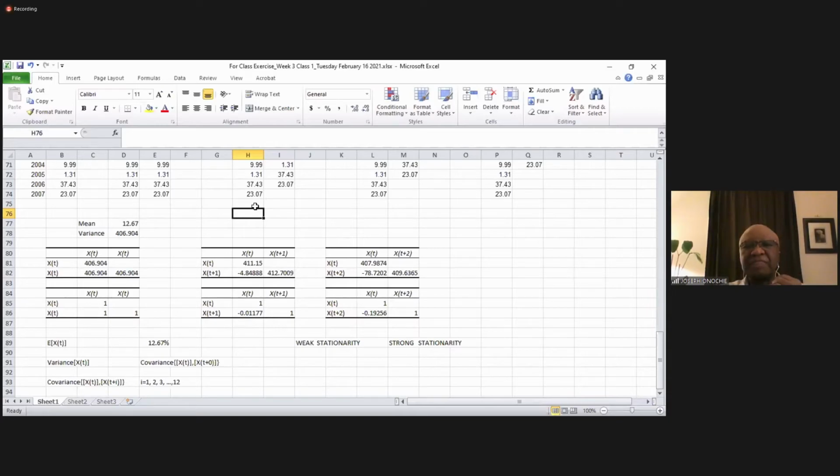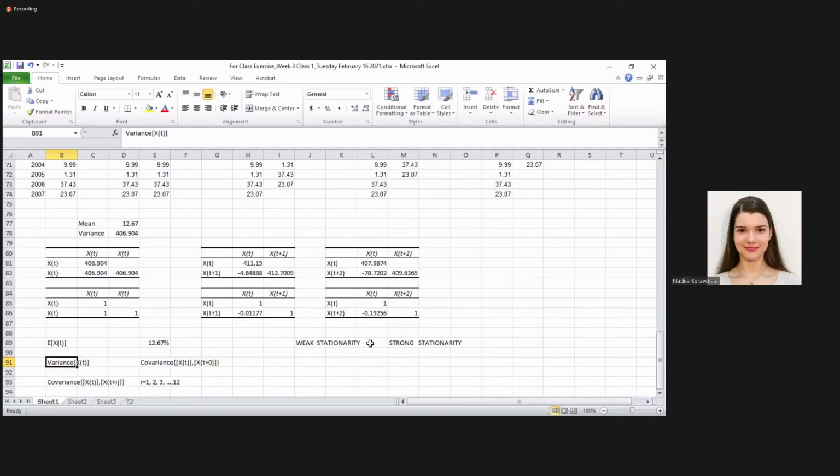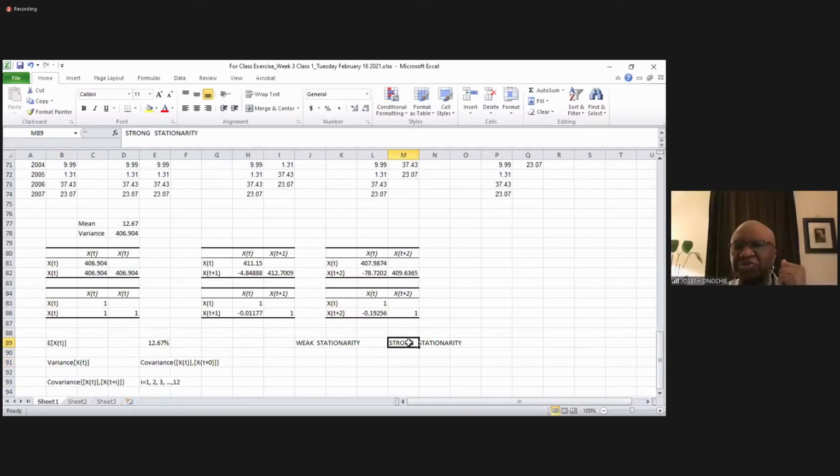IBM's return at time t and IBM's return at time t plus 1 are two distributions. So the covariance between them is what we call a moment of the joint distribution. But it's the second moment. So essentially, the mean and the variance, the first two moments, are constant for weak stationarity, okay? Nadia? Yes. Okay. Now, let me describe strong stationarity.